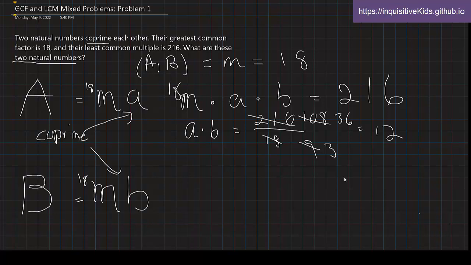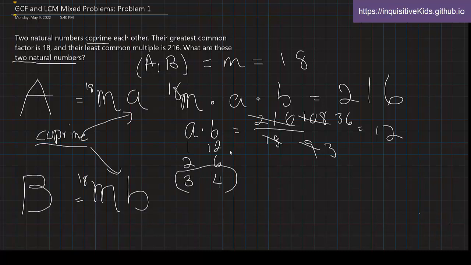We know that a times b equals 12. So what's our next step? Well, our next step is to just list out the different factor pairs for 12. So they could be 1 times 12, 2 times 6, 3 times 4. That's it. But early on in the problem, remember, we found out that a and b must be coprime to each other. So which of these pairs are coprime to each other? That's right, you got it, 3 and 4.